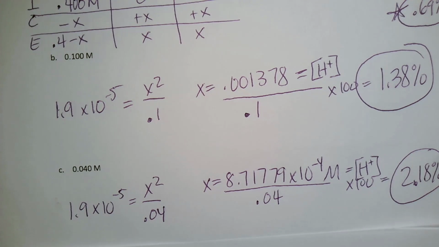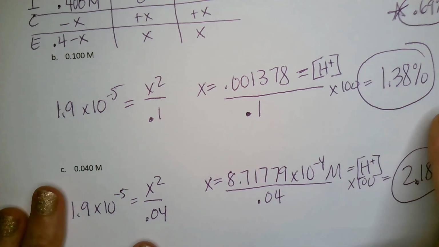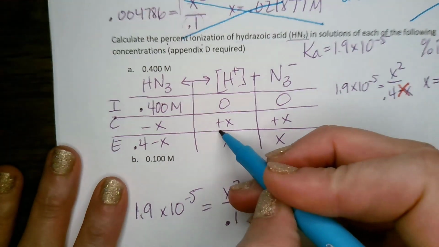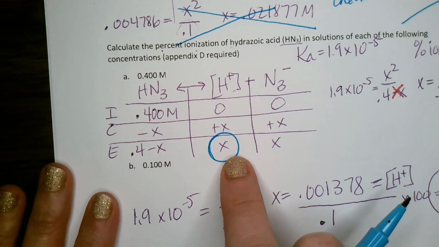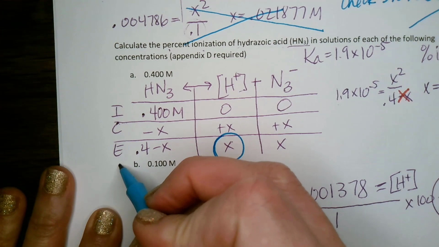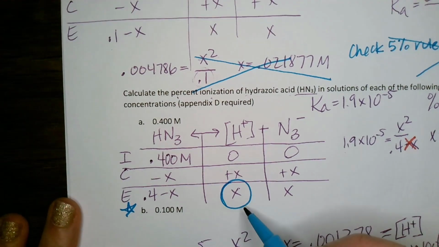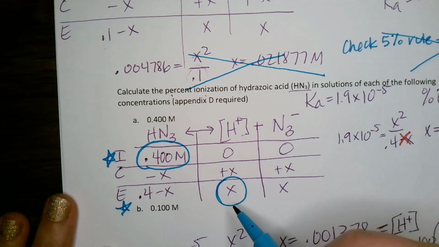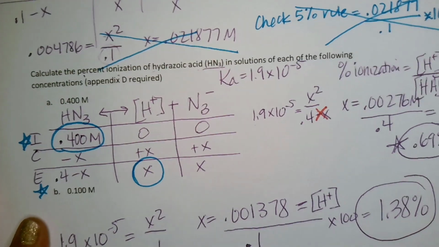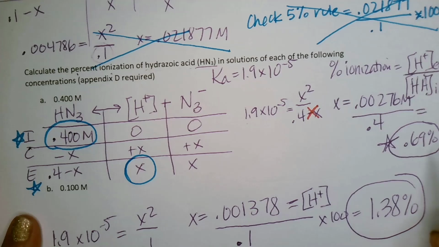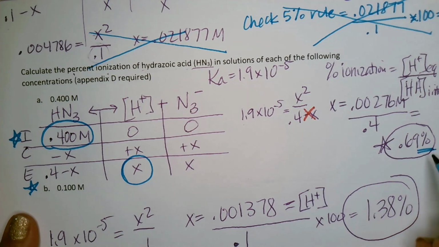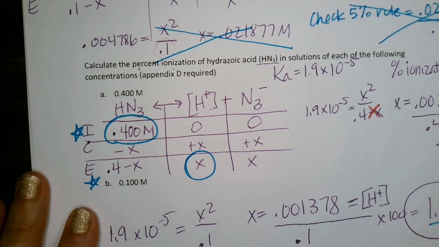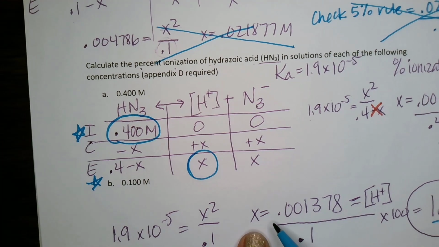So this problem really allowed us to look at percent ionization. And remember, that's looking at our hydrogen ion concentration at equilibrium compared to my acid concentration initially. So part divided by whole and times it by 100 to get the percent. And again, if it's less than 5%, we can use that 5% rule and not use the quadratic equation when trying to find X.